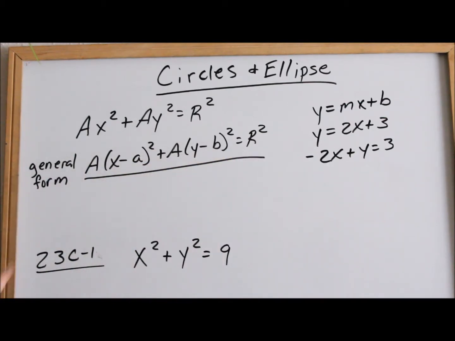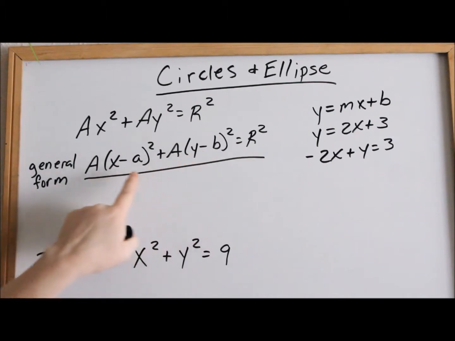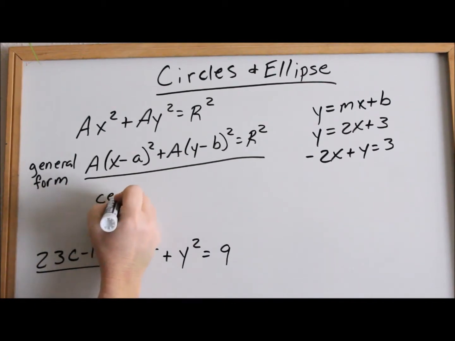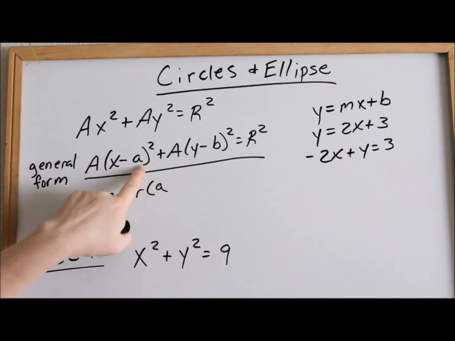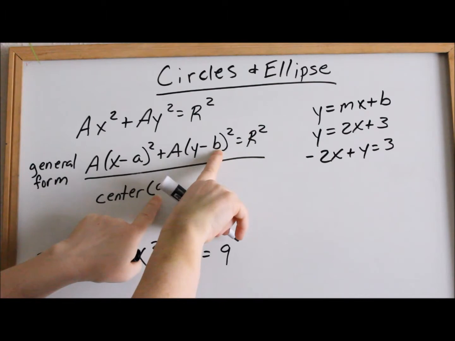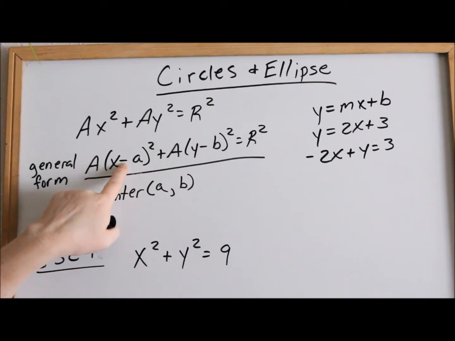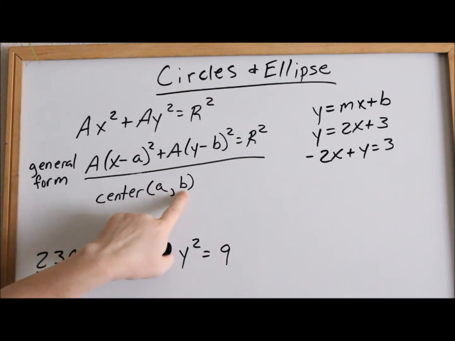What does all this stuff mean? First, recognize that in this general form, the formula has a subtraction sign here and here. As long as there is a subtraction sign here and here, then the center of your circle has an x-coordinate of whatever number a is, because lowercase a goes with x, and whatever number b is is the y-coordinate for the center of your circle. So these numbers represent the center of your circle, and this is an x and y coordinate.